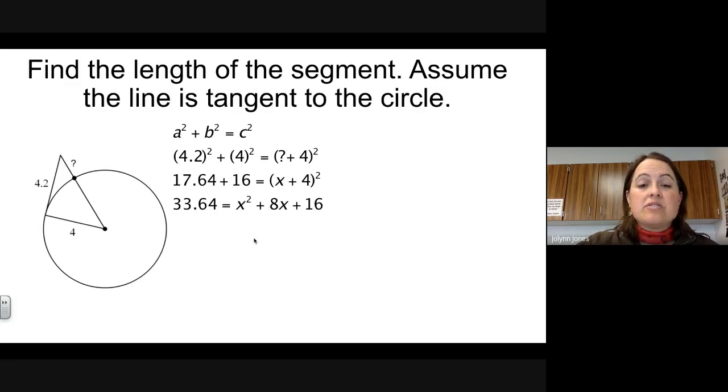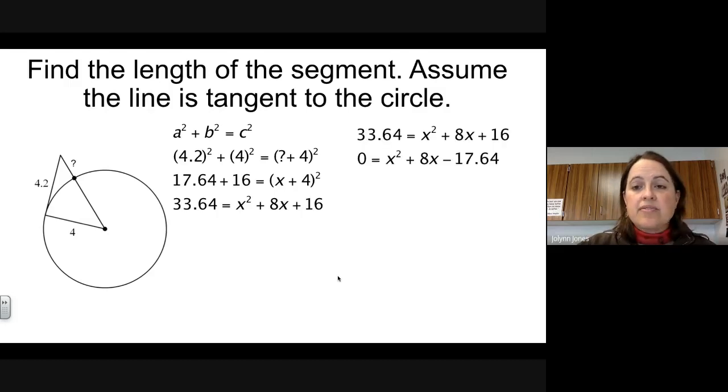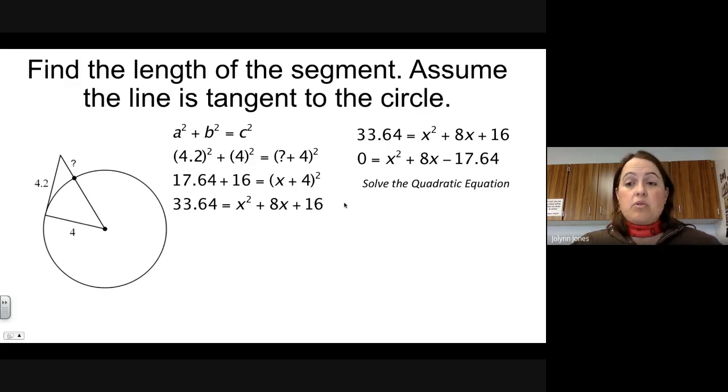Okay. So now this one is looking like, oh, well, how do I solve for x? Okay. Well, this is quadratic. We just have to make it equal to 0. So over on this side, I've taken this 33.64 and I've subtracted it to this other side. So now we have a quadratic equation that's equal to 0. And we just need to solve the quadratic equation.